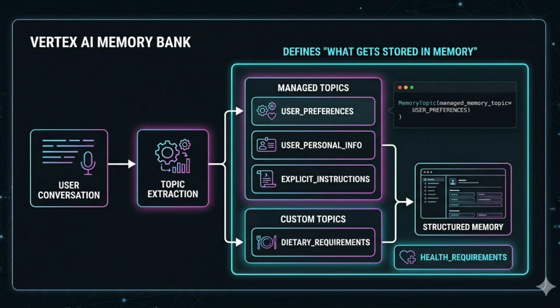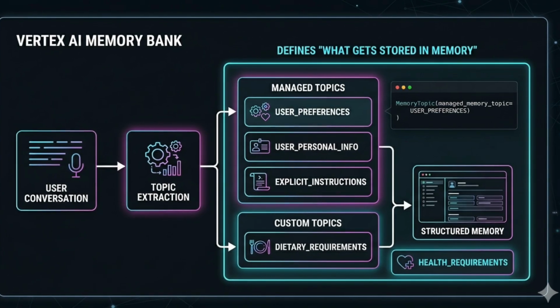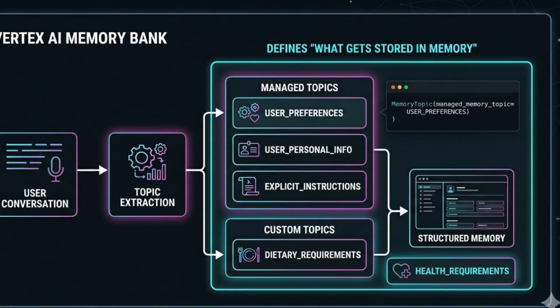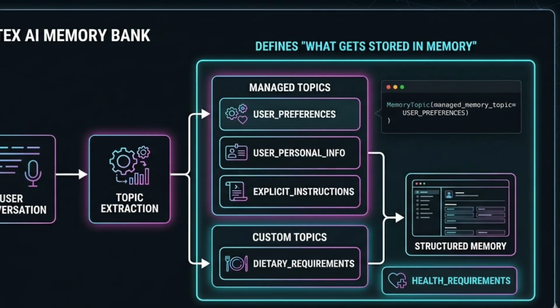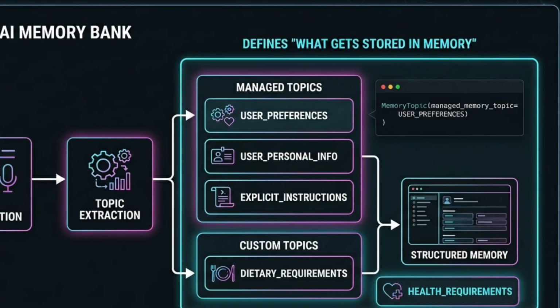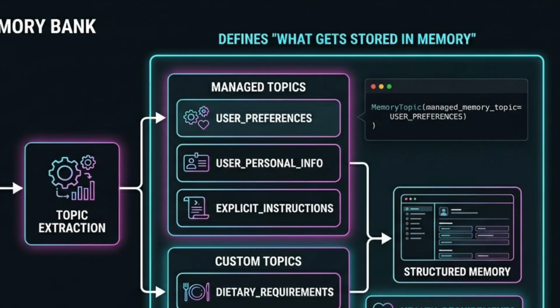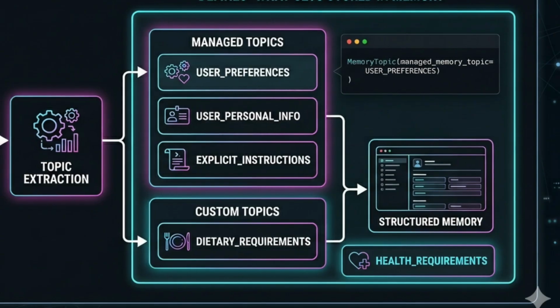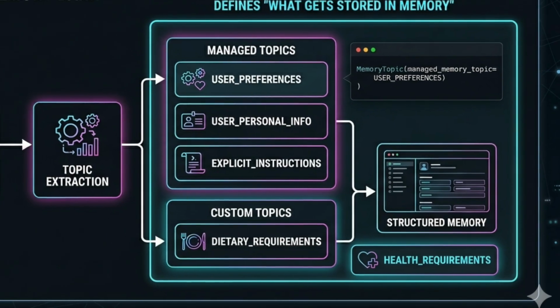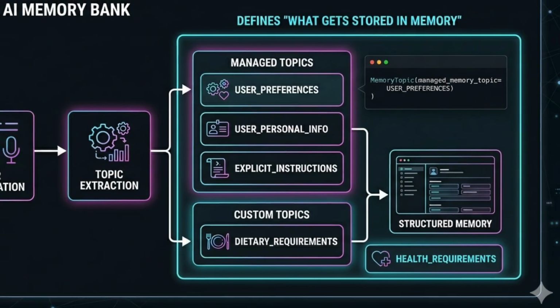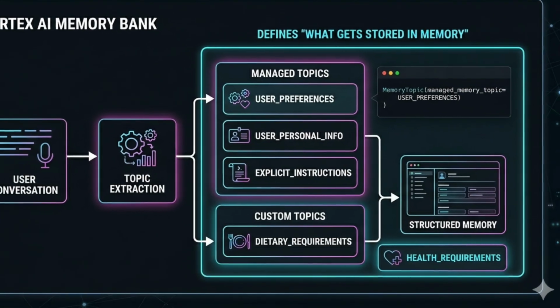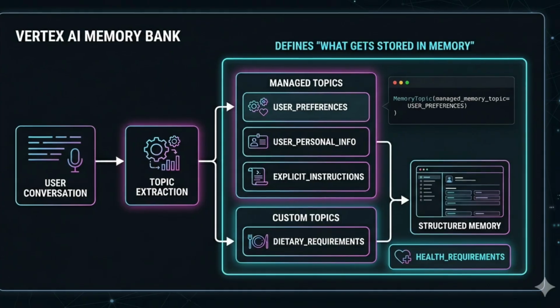Zooming into the most important part, memory extraction. MemoryBank doesn't store raw chat. It extracts structured signals. Managed topics cover common categories like preferences and instructions. Custom topics let you define domain-specific memory, like dietary constraints or travel rules. This is what determines what actually becomes long-term memory.